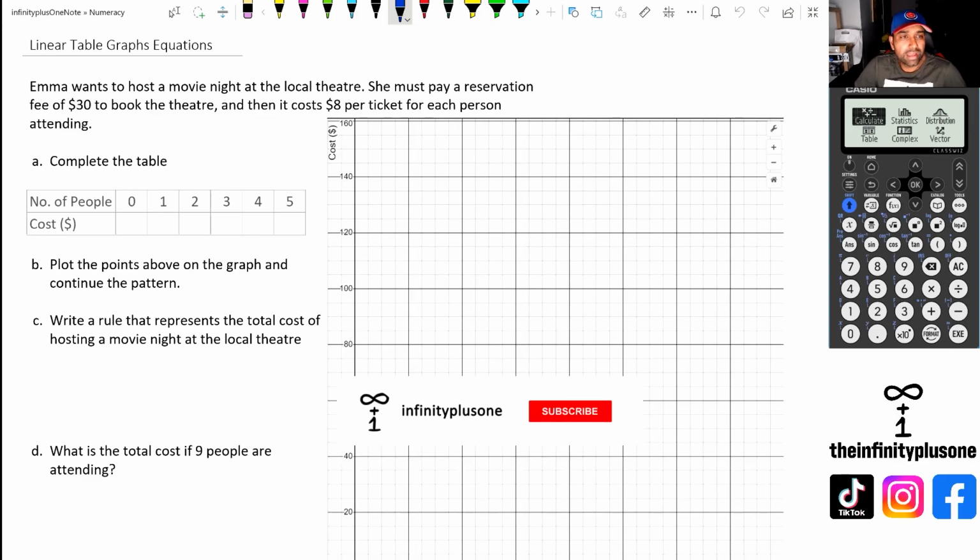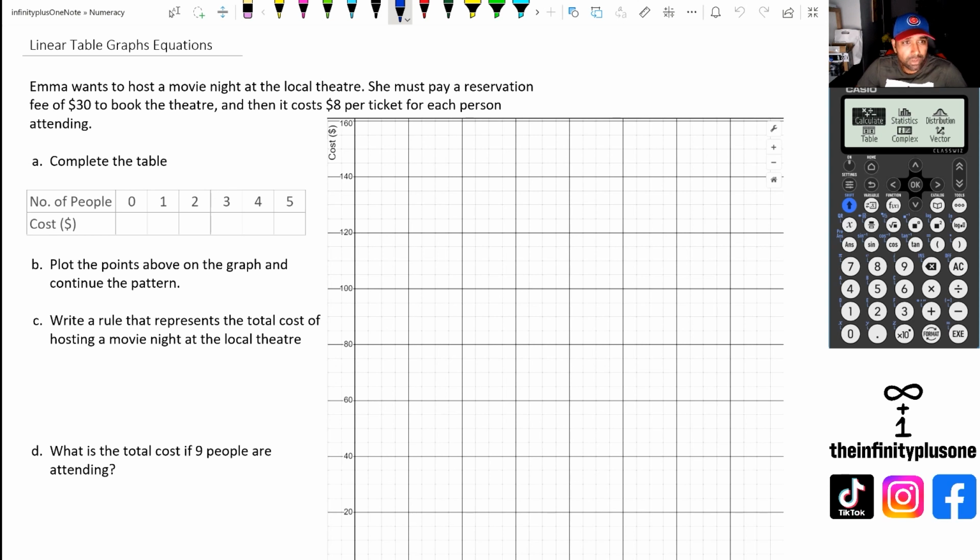All right, so if we have a look at this particular question, we've been given a situation and we're going to make a table out of it. And then from that table, we're going to draw a graph. And from that graph, potentially come up with an equation for this particular situation.